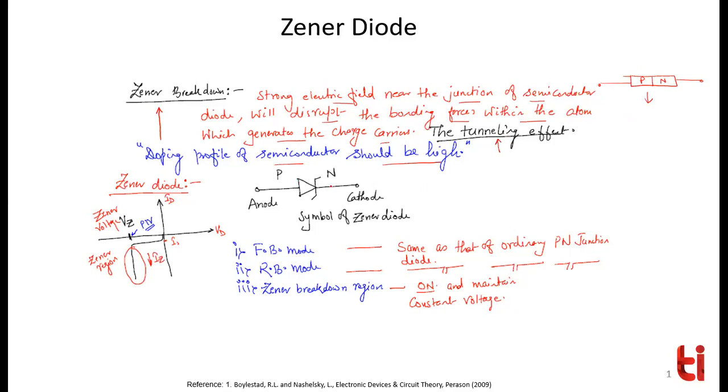Zener diode, I told you in the last lecture also, make the symbol something like this. Don't make it like this. Make a proper Z here, like this. And you have an N side here and you have a P side here. How does it work? What is the behavior?